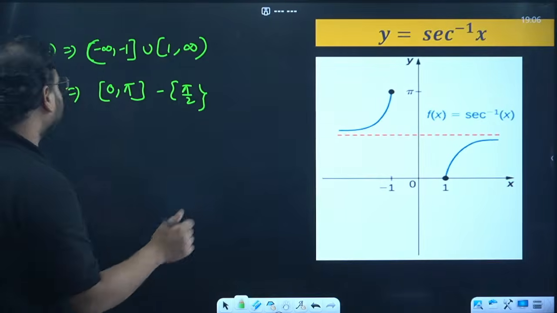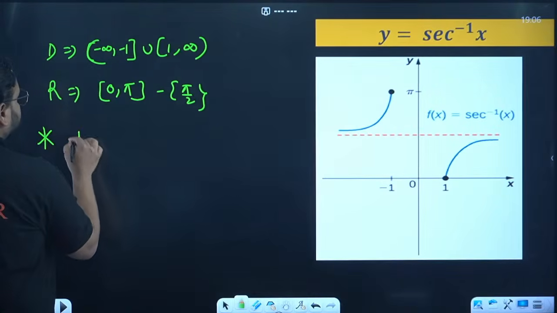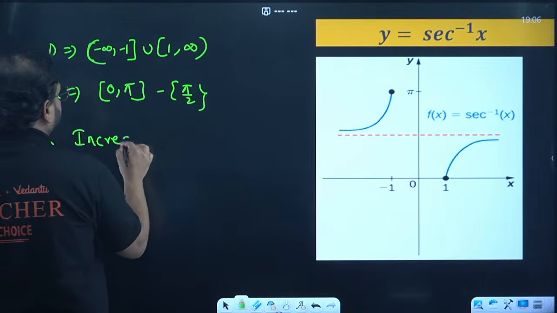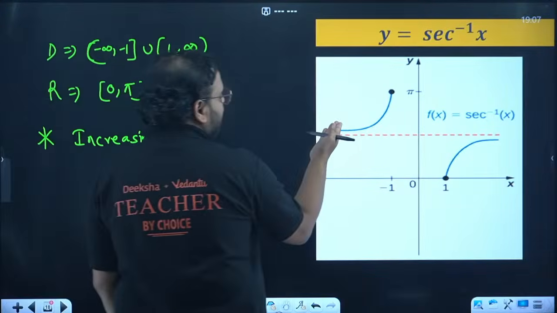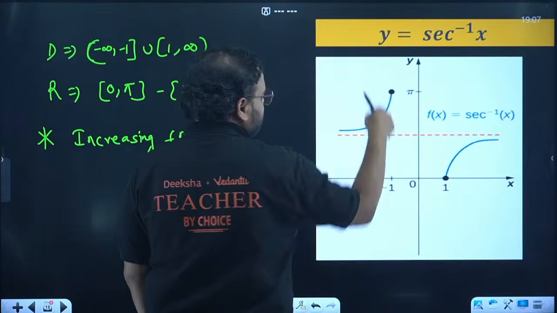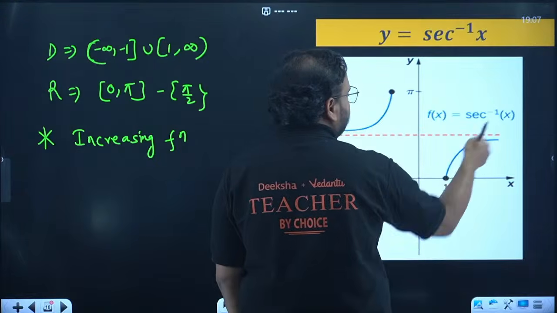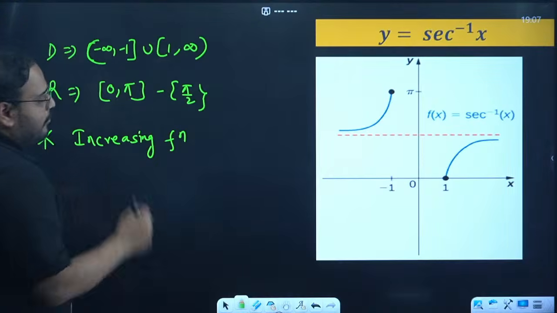Okay, what about the function? It is increasing in nature. Check. It is an increasing function. How come, sir? If I go from left to right, this way, y increases. Here also, if I go from left to right, y increases. So increasing function. What about odd even?